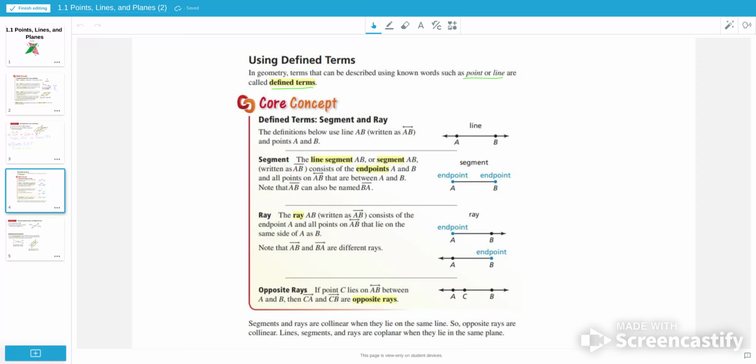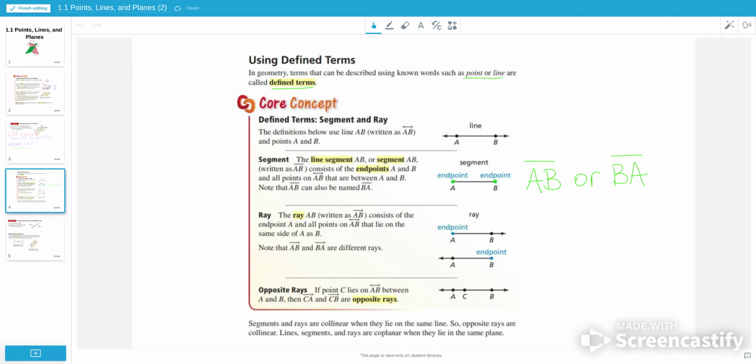Segment and ray, you've probably heard about those before. A segment is a starting and stopping point. So we can measure a segment where a line goes on forever, but it consists of two endpoints, so a start and a stop. And so when we do a segment, we do have points on each end. When we name a segment, kind of like a line, it doesn't matter the order that we do it. So I can say AB, and I just have a segment above it. Or I can say segment BA, and I can have a segment above it. So it doesn't matter the order on those, but it does consist of 2 points.